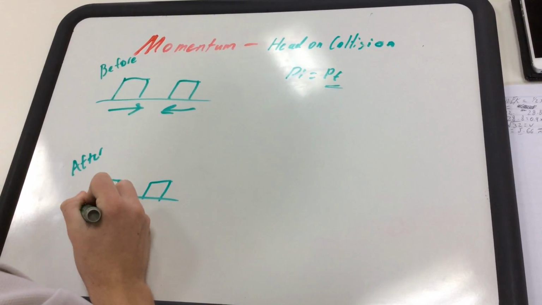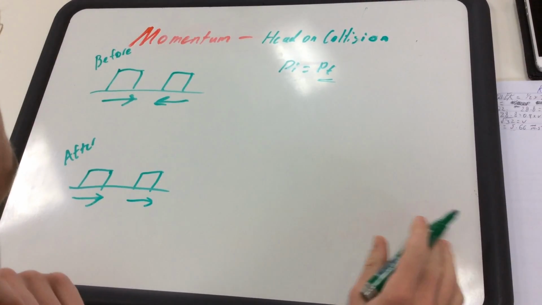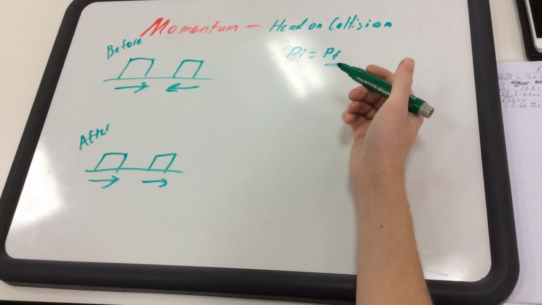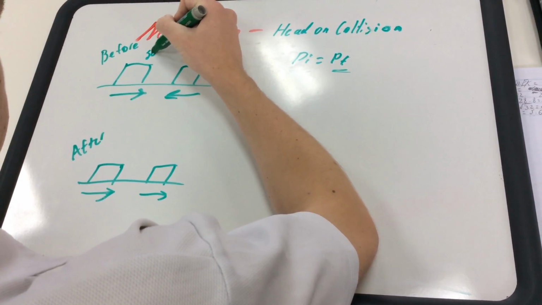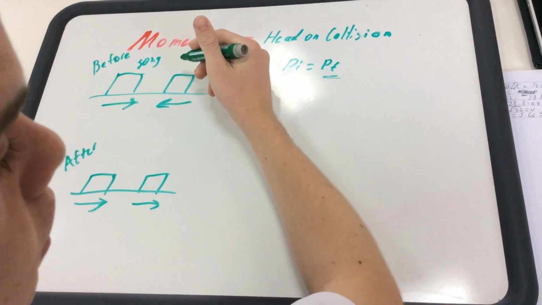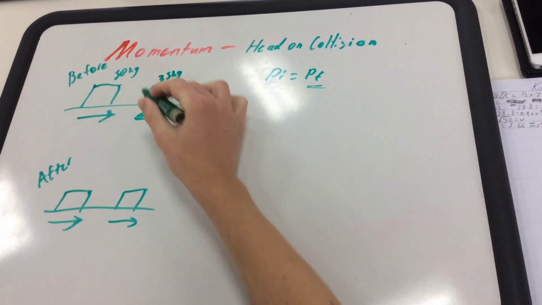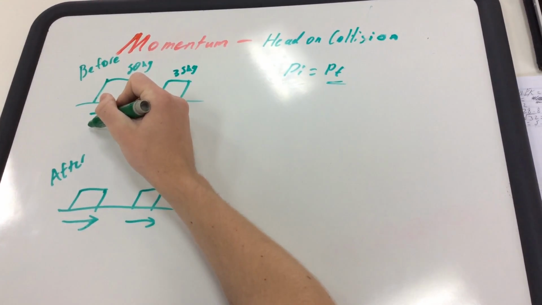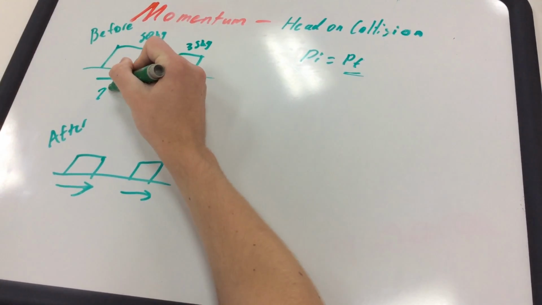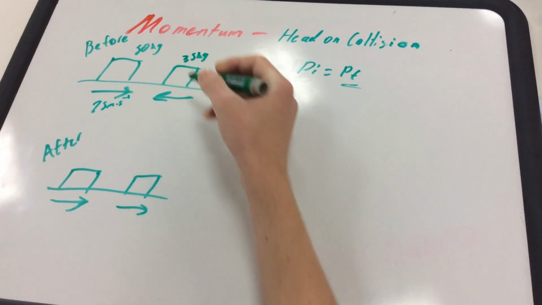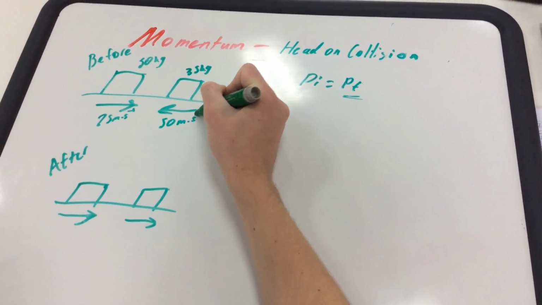For example, like that. Okay, for an example of this, we can use two cars, one at 50 kilos and another at, say, 35 kilos. The 50 kilo car is traveling at around 75 meters per second, and the second car coming right at it at 50 meters per second in the opposite direction.